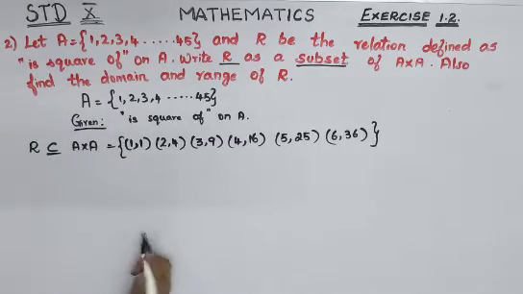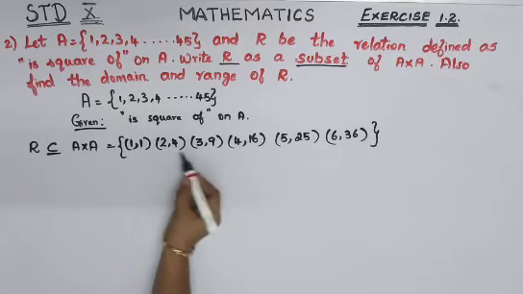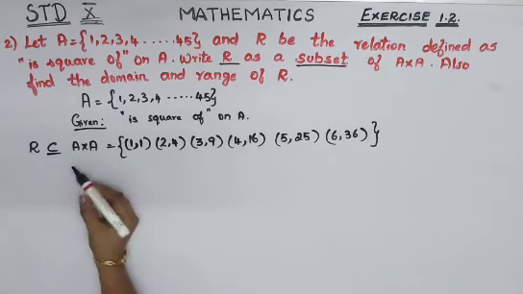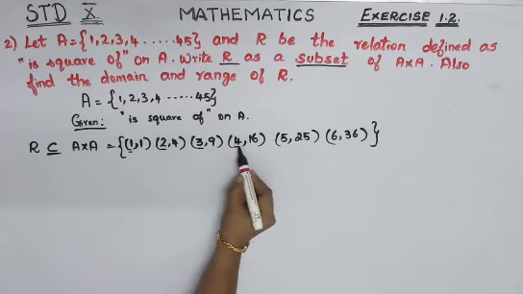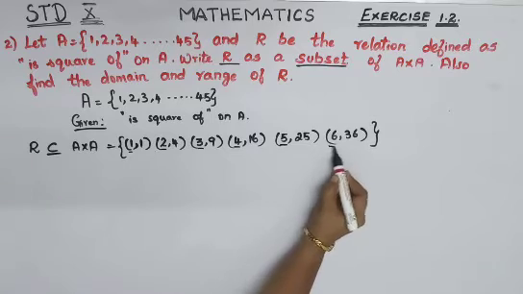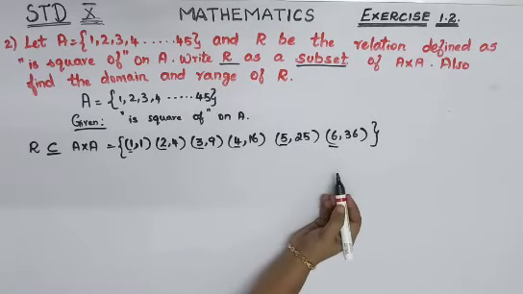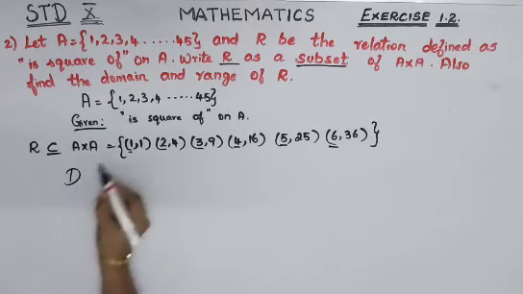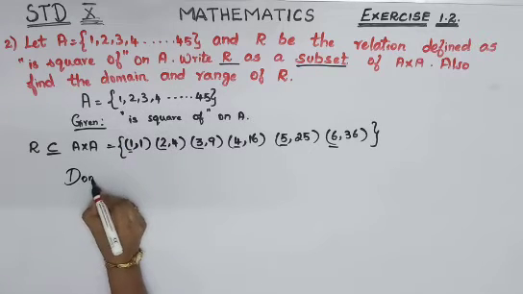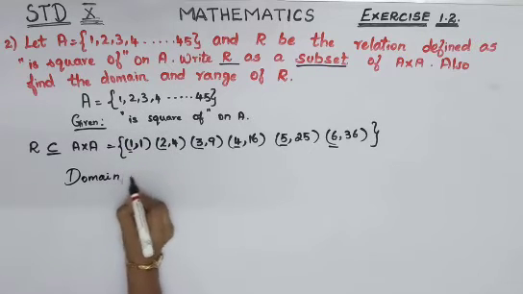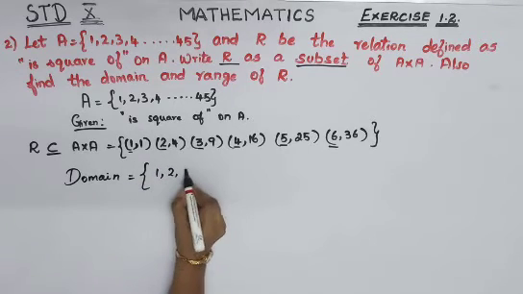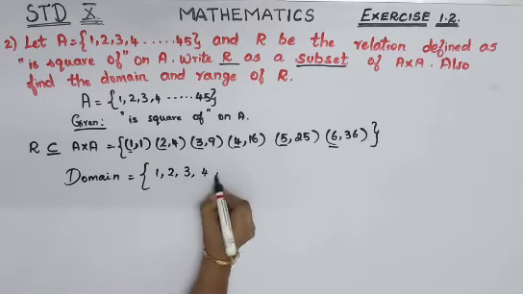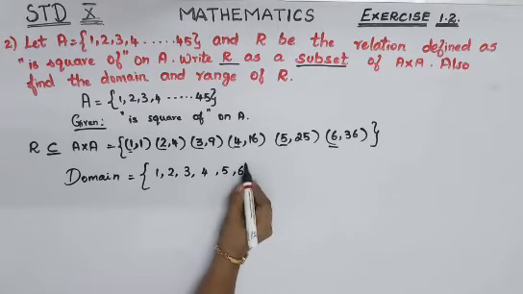Now going to domain and range. Domain is nothing but the first element in your ordered pair. Clear? So all these first elements are called domain and the second elements are called range. They have asked you to find domain. Domain is equal to, write all the first elements. So it is 1, 2, 3, 4, 5, 6.